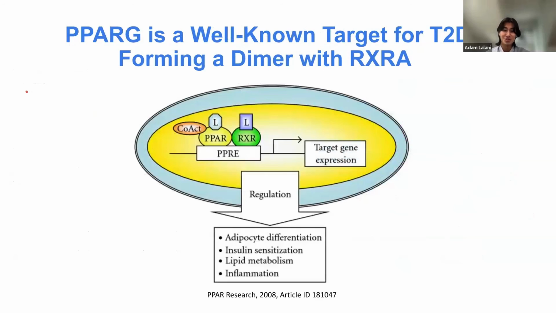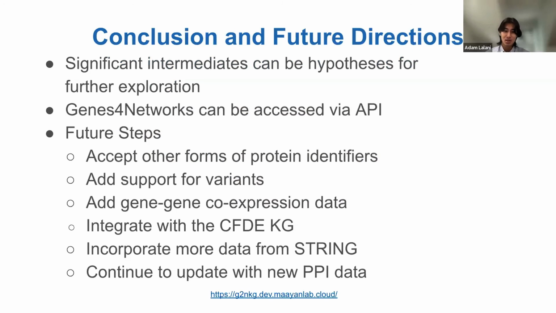As mentioned, the transcription factors retinoid X receptor alpha and PPAR gamma form a heterodimer to regulate the expressions of genes that are known to be related to insulin sensitivity and are targeted by diabetes drugs. The results suggest that the many genes identified by Mark and Alan are regulated by these transcription factors. It also suggests that Genes4Networks may be useful for discovering novel drug targets in this and other contexts. To conclude, significant intermediaries discovered by Genes4Networks can be a hypothesis for further exploration.